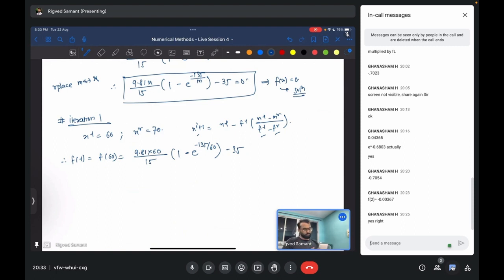How much is it? 9.81 into 60 divided by 15 into 1 minus e raised to minus 135 divided by 60. So FL is equal to 0.1041.